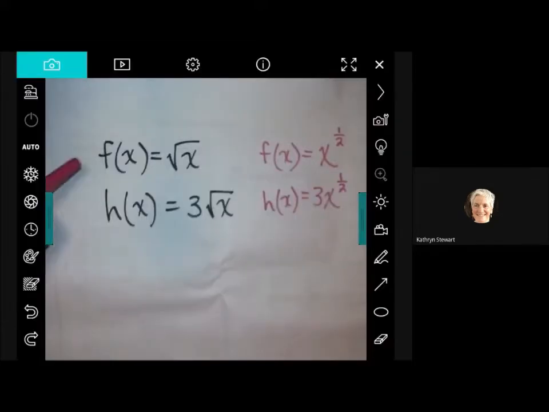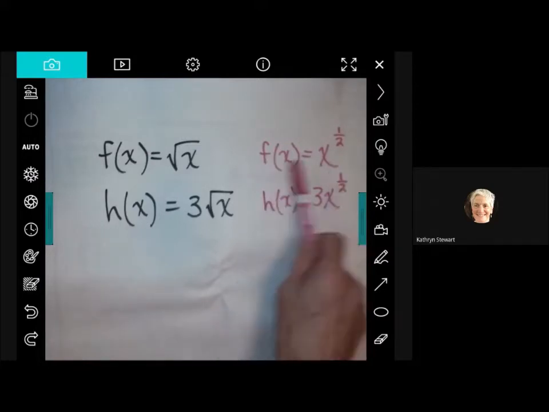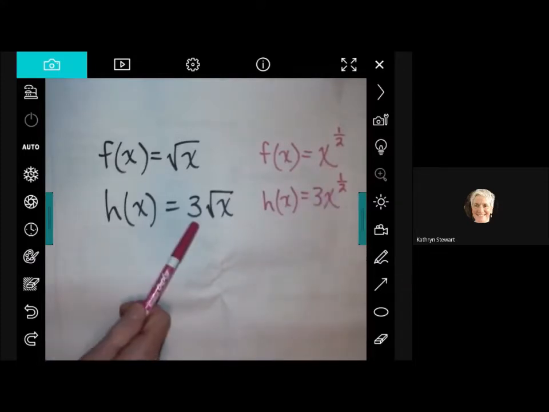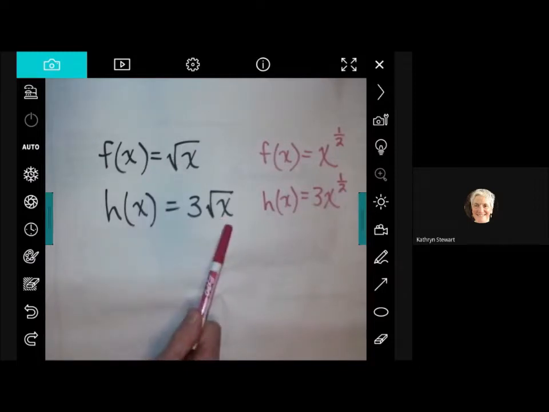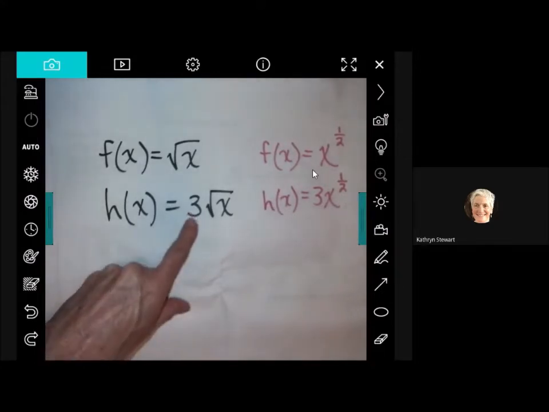So here we have f of x, which we decided was the square root of x. And of course, if instead you prefer writing it in its power function form, you can think of that as x to the 1/2. H of x, we just decided, was 3 times that square root of x because each y value, each output, was multiplied by 3. And of course, you could write it that way. Now, there's another way to have determined that 3. We could just eyeball it.